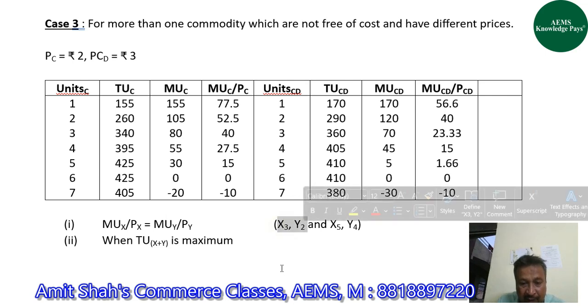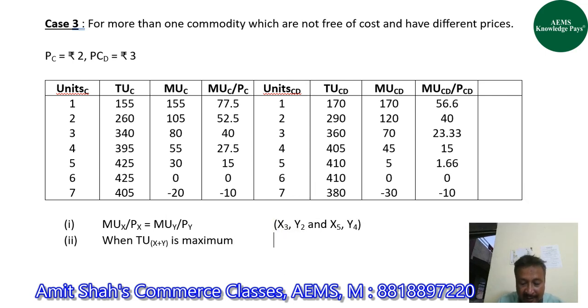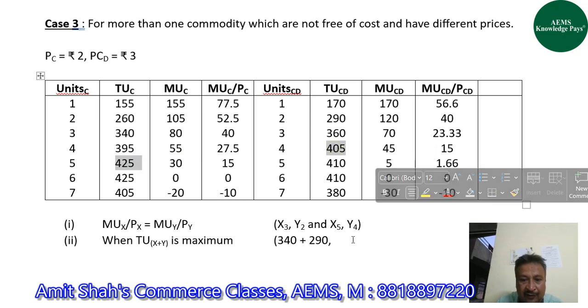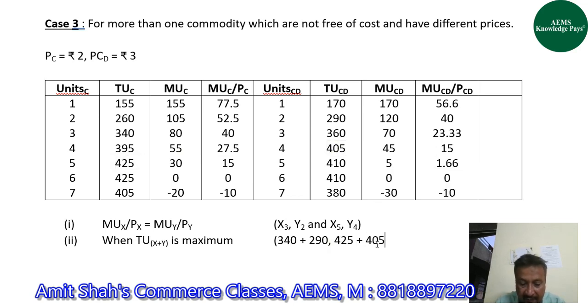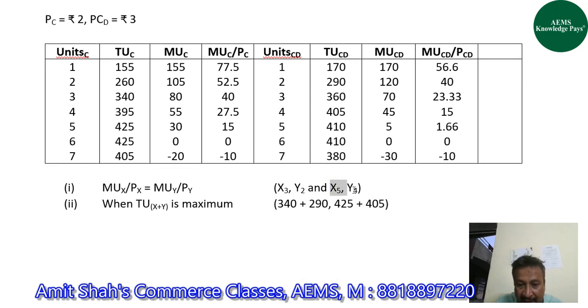Now the second condition is when TU of x plus y is maximum. So TU for 3 units of x and 2 units of y is 340 and 290. And for 5 units of x it is 425, and 4 units of y it is 405. Obviously this one is higher than this one. It means the consumer will have equilibrium at 5 units of x and 4 units of y, because it is giving him maximum satisfaction.